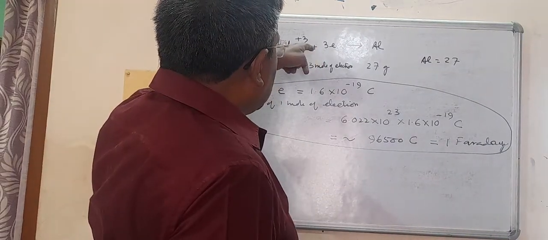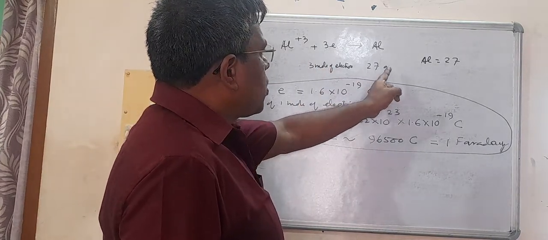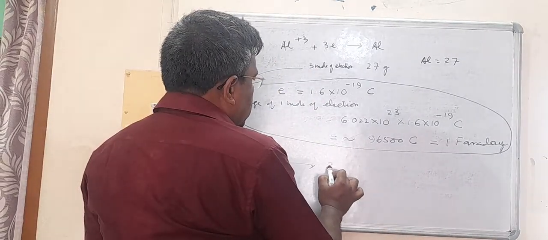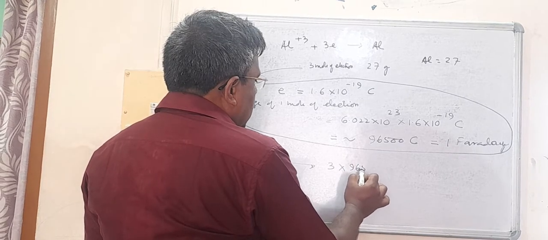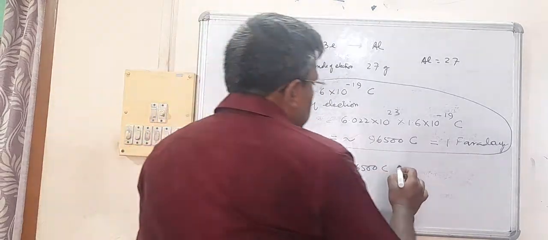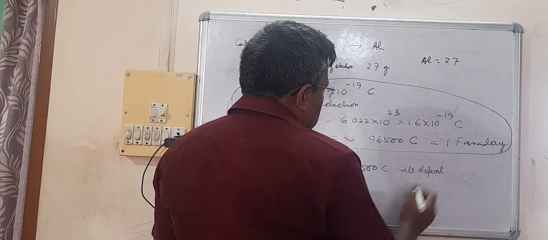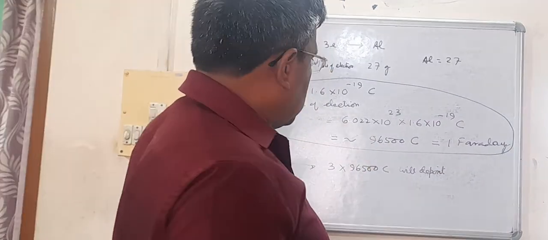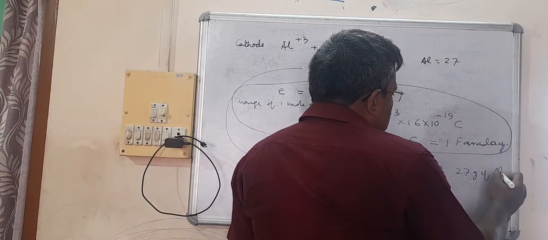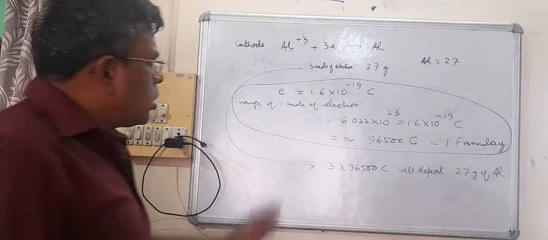Okay, now coming to this case, since 3 moles of electron gives 27 gram of aluminum, we can further write that 3 into 96500 coulomb, if this much charge is passed, will deposit 27 gram of aluminum at the cathode. So this we can write.